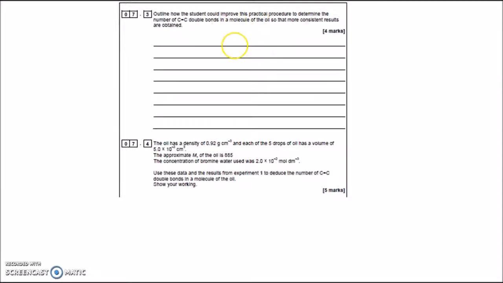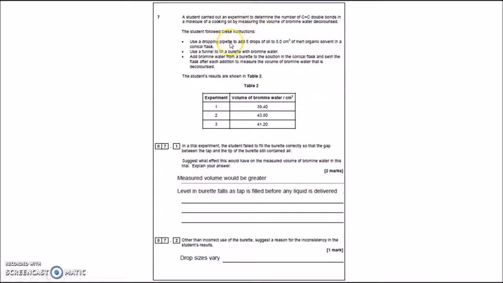Outline how the student could improve the practical procedure to determine the number of carbon-to-carbon double bonds in a molecule of oil so that more consistent results are obtained. Okay, as well as using a drop-in pipette, well, I wouldn't use a drop-in pipette at all, you've got a problem. Because in this flask, you've got 5 drops of an oil and 5 centimeters cubed of an organic solvent. 5 centimeters cubed and 5 drops is a very, very small amount. It's going to be very difficult to measure or see the change in colour in that very small amount. And it's too small an amount to use.